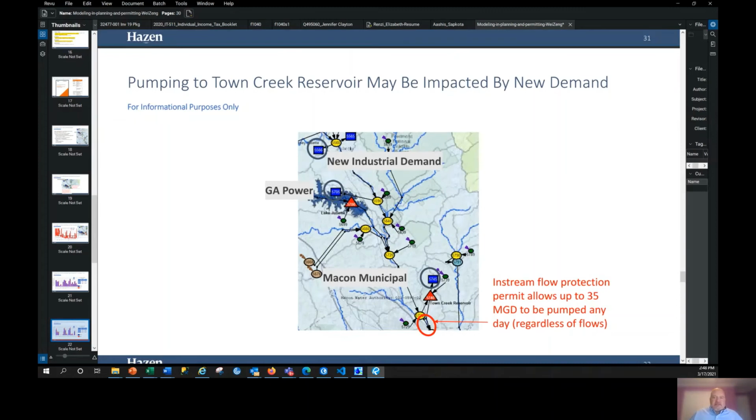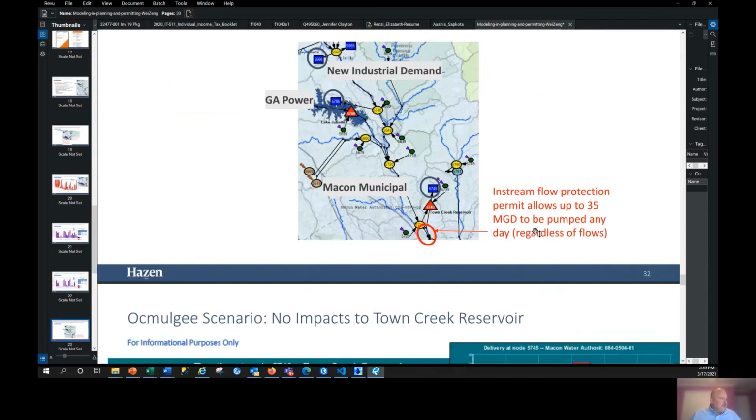So let's look at some other places that might be impacted. How about pumping to a downstream water supply reservoir, like Macon Water Authority's Town Creek? Take a look at their permit. They have no in-stream flow requirement so long as the pumping is below 35 MGD.